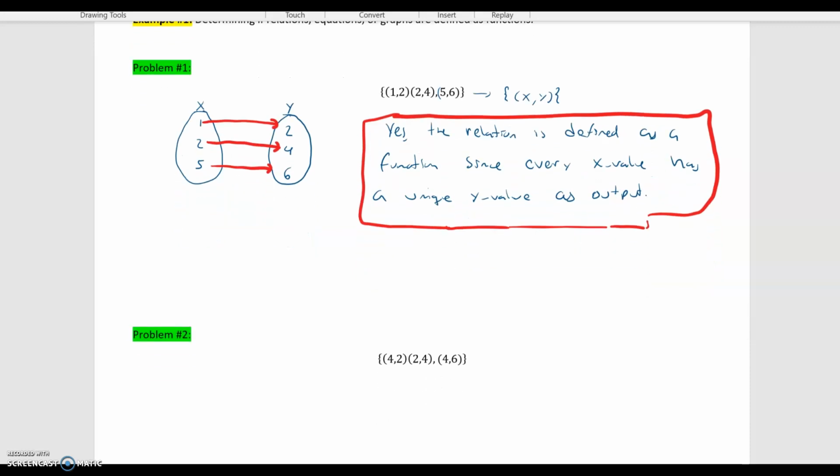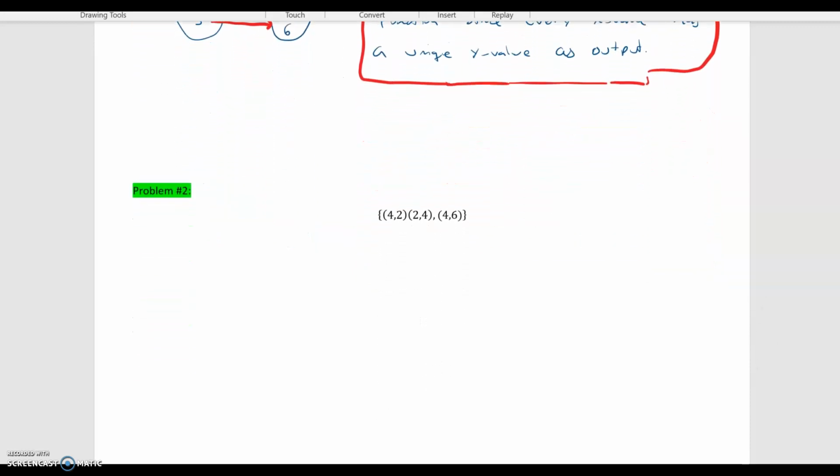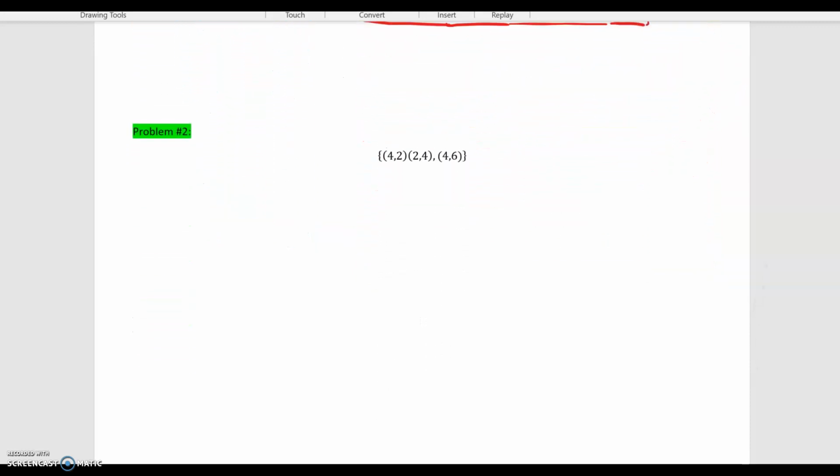Let's take a look at problem 2. Oh, problem 2, I see a problem. But let me first do the mapping. So you have your x's, and we have technically 2 and 4. So 2 and 4, we don't put repeats because it's going to be the same x. So in this case, 4, 2, and 4, and then your y's. So your y's, we have a 2, a 4, and a 6.